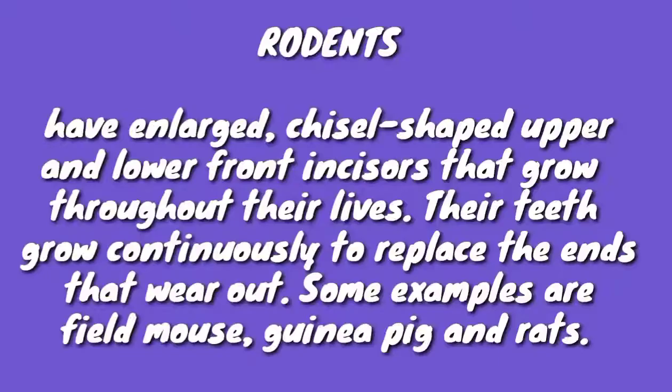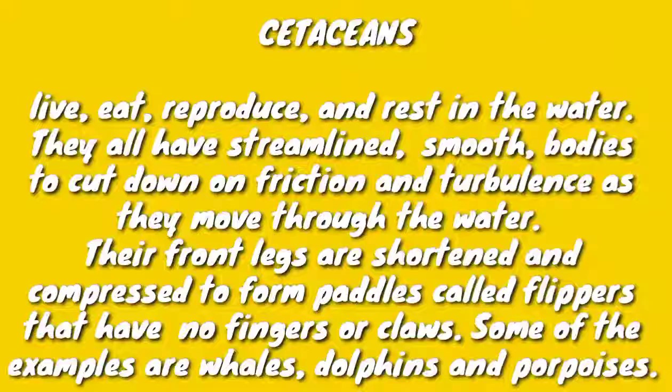Next is rodents. Rodents have enlarged, chisel-shaped upper and lower front incisors that grow throughout their lives. Their teeth grow continuously to replace the ends that wear out. Some examples are field mice, guinea pigs, and rats. Next is the cetaceans. Cetaceans live, eat, reproduce, and rest in the water. They have streamlined, smooth bodies to cut down on friction and turbulence as they move through the water. Their front legs are shortened and compressed to form paddles called flippers that have no fingers or claws. Some examples are whales, dolphins, and porpoises.